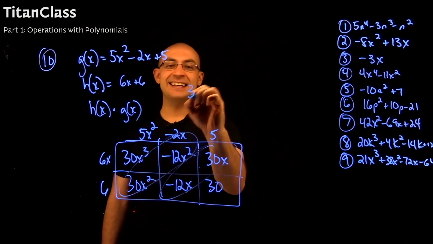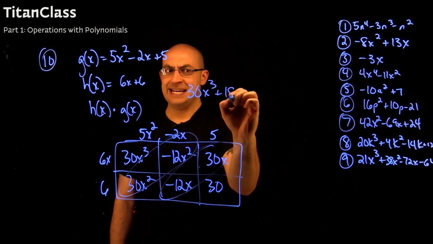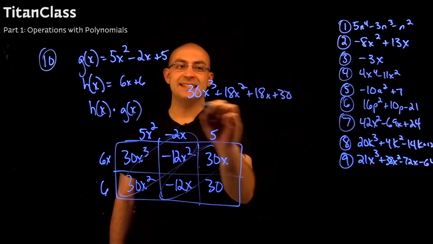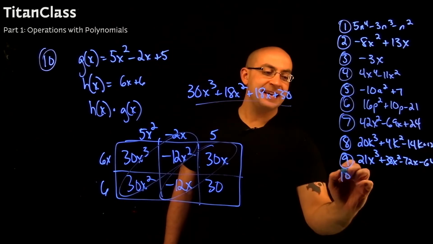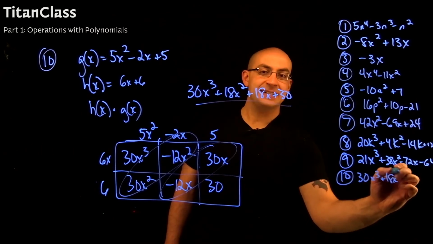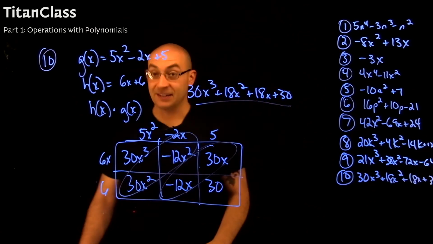I've got 30x to the third, plus 18x squared, plus 18x, plus 30. Final answer. Okay. All right, number 10, we're done with this section. 30x to the third, plus 18x squared, plus 18x, plus 30. I know you can't see that, but I'm going to get rid of it anyway.